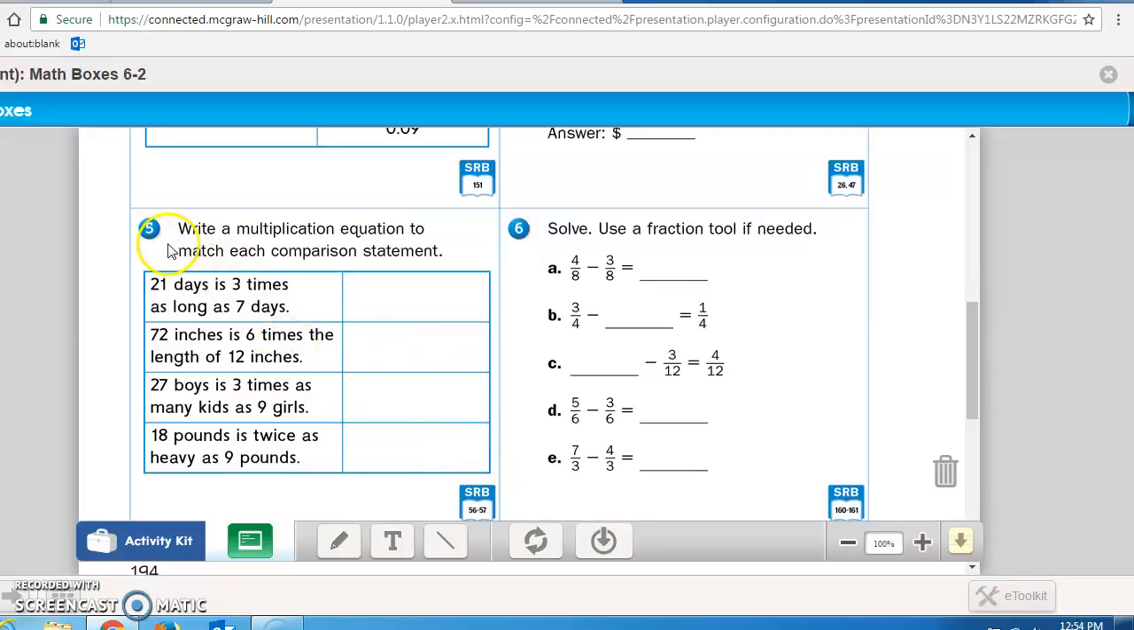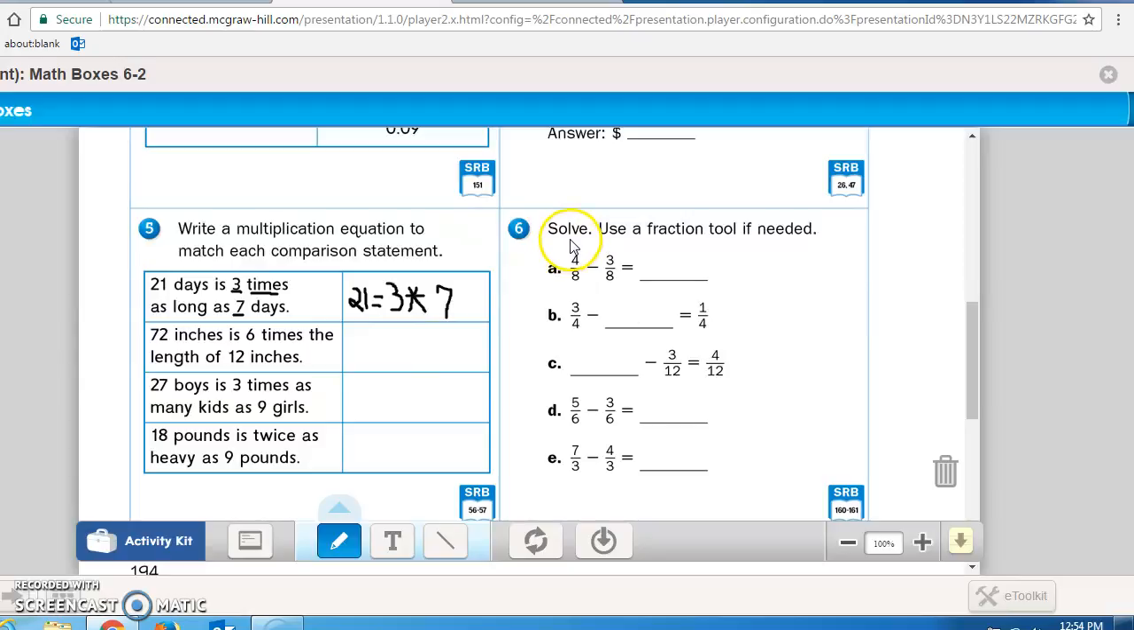Math Box 5 says, write a multiplication equation to match each comparison statement. So 21 days is 3 times, there it says 3 times, so I've got to write 3 times as long as 7. That's all you're doing in these boxes.